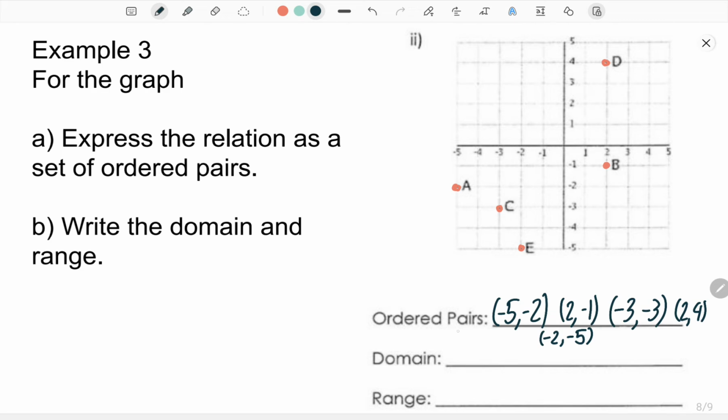All right, so again, the domain. So the domain, let's identify our x values. We have -5, 2, -3, 2, -2.